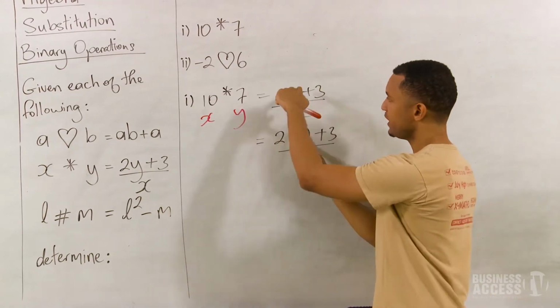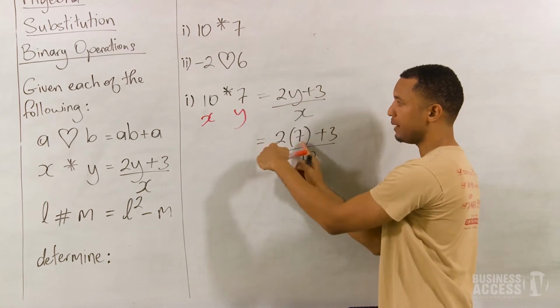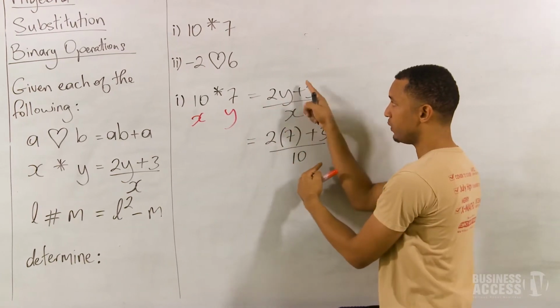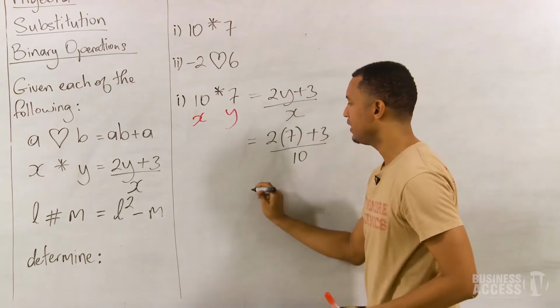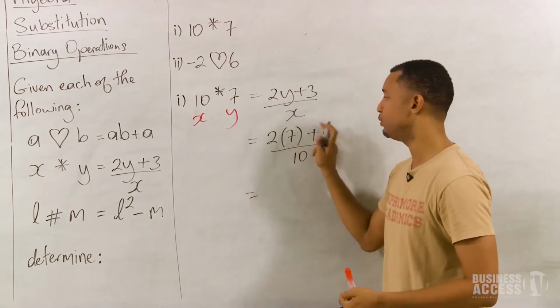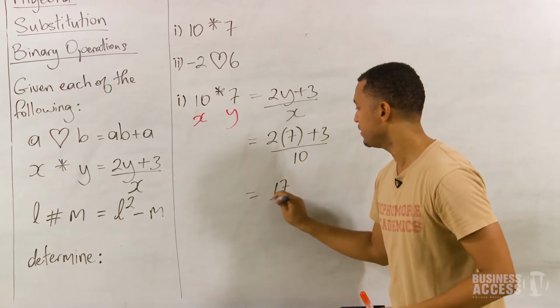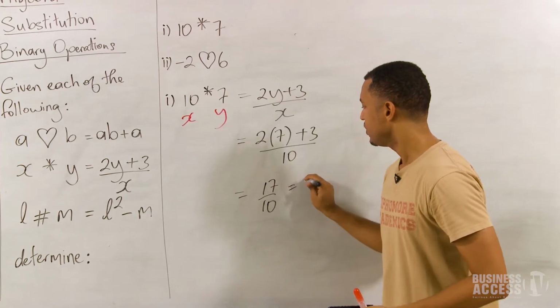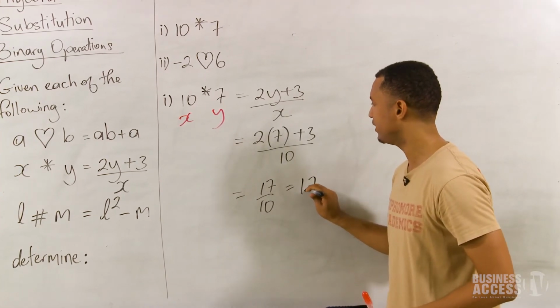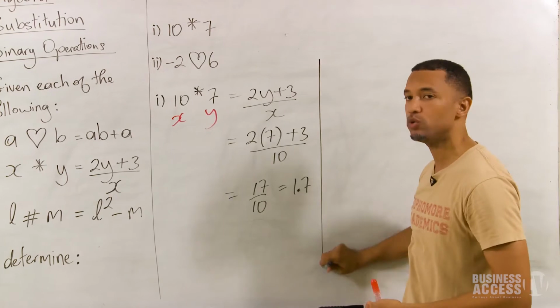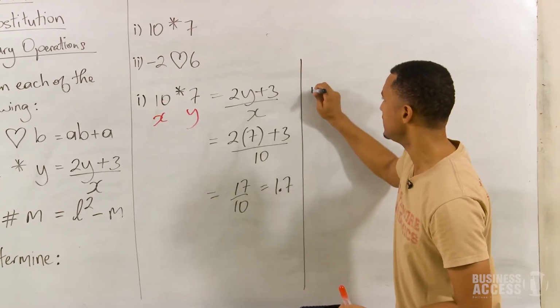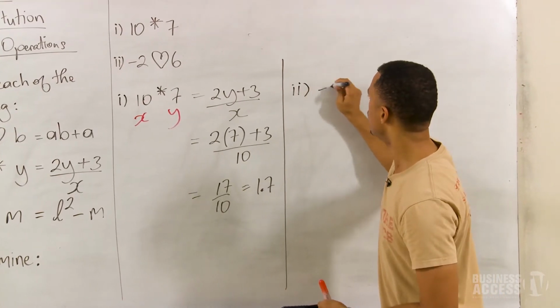So the y value, 2 times y, 2 times 7. And you're gonna divide everything, when you add 3, divide everything by 10. Guys, 2 7s 14 plus 3 17 divided by 10. Your answer is 1.7. It's really and truly just substitution, ladies and gents. Let's try the second one real quickly.